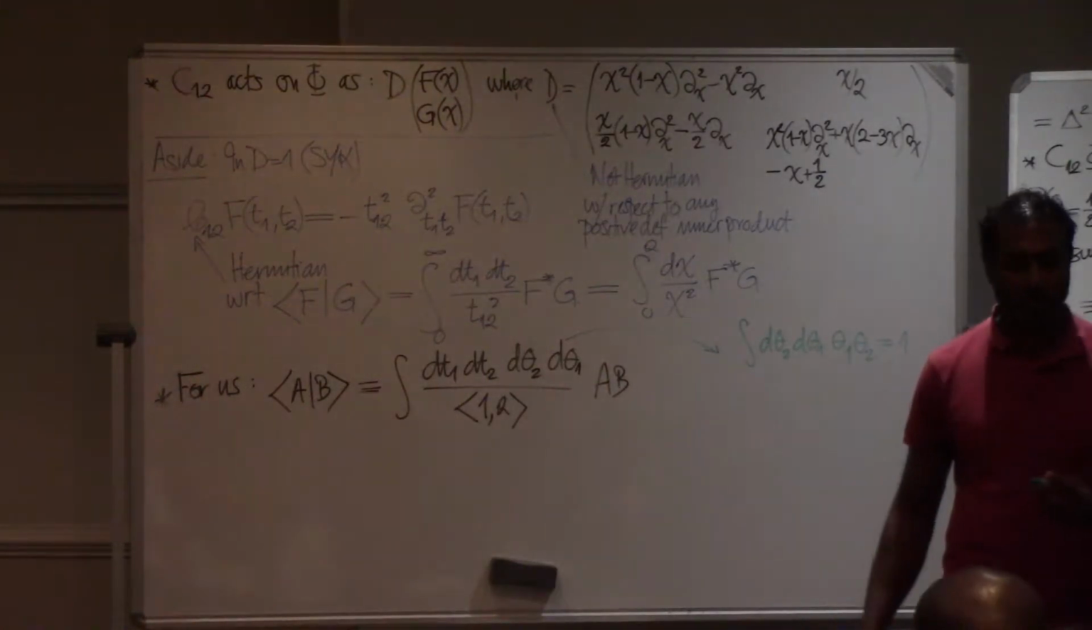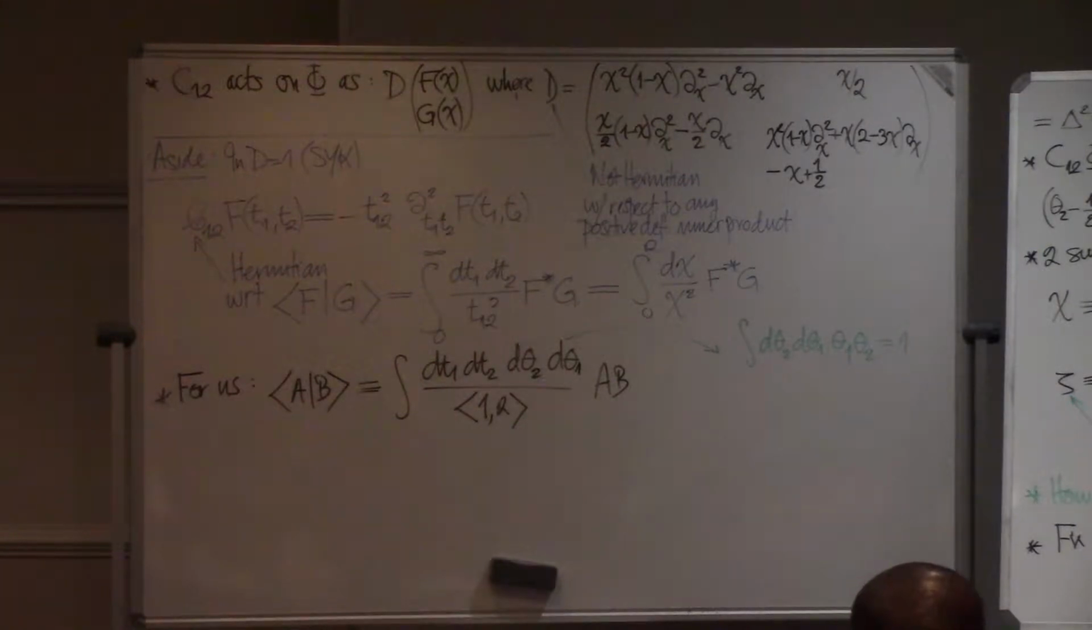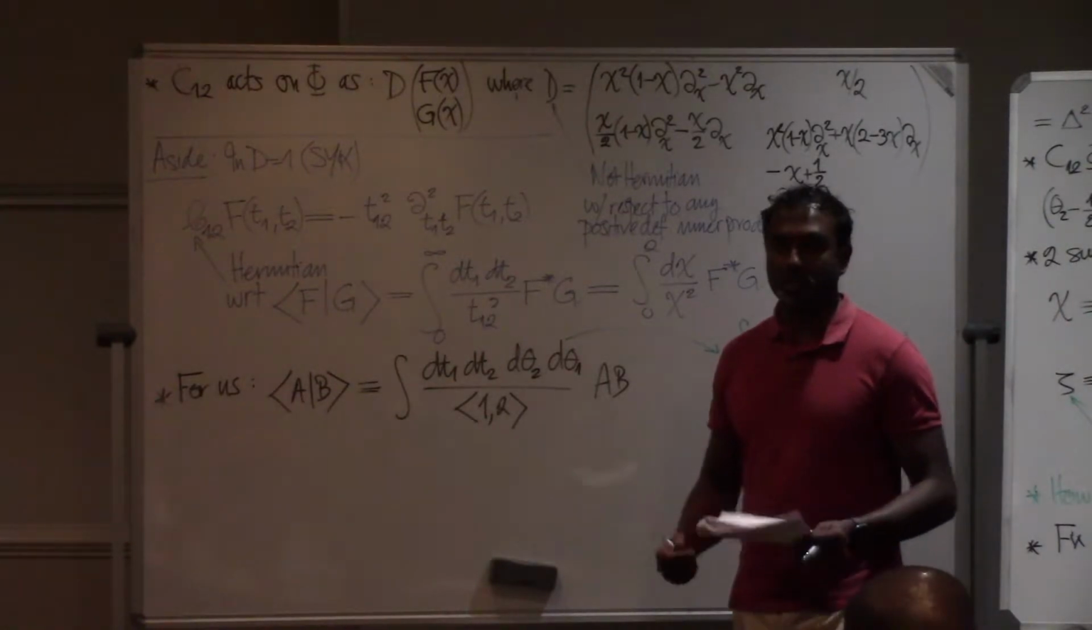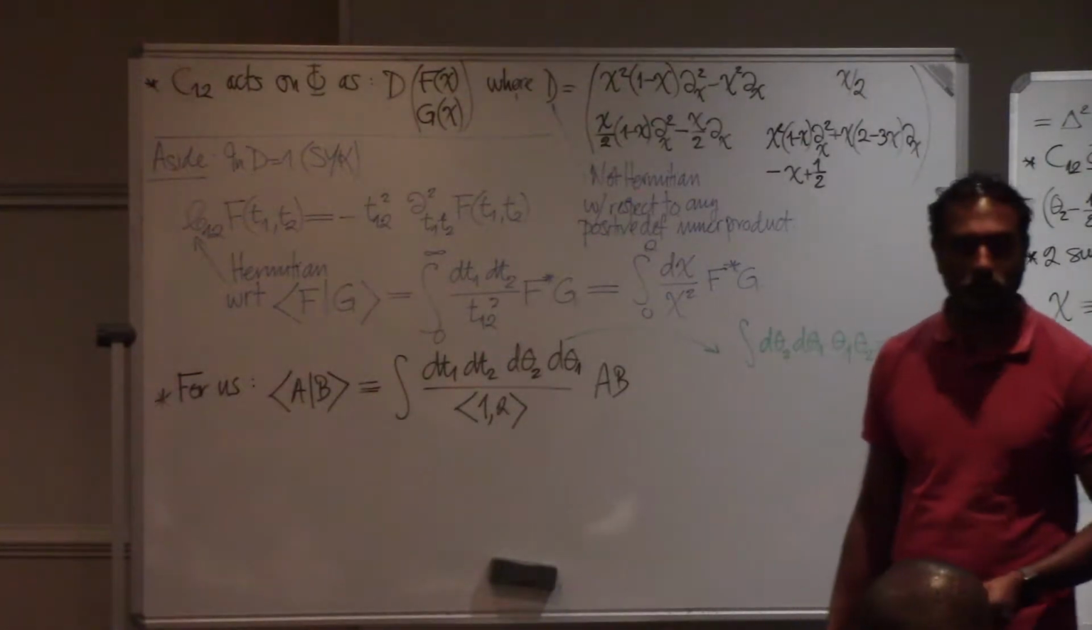There's also one point to notice: there's no star here. It's not a typo. Essentially, this is not positive definite in any event, and so we take it to be just defined as bilinear in the product instead of Hermitian.